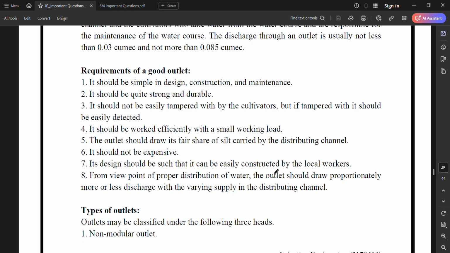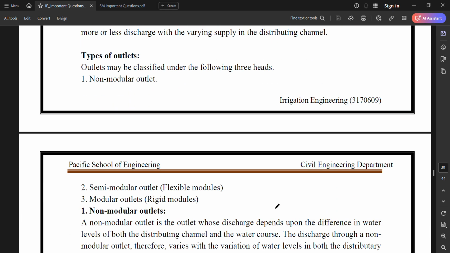It should be workable and efficient with small working heads. The outlet should draw its fair share of silt carried by the distributing channel. It should not be expensive. Its design should be such that it can be easily constructed by local workers. From the viewpoint of proper distribution of water, the outlet should draw proportionally more or less discharge with the varying supply in the distributing channel.